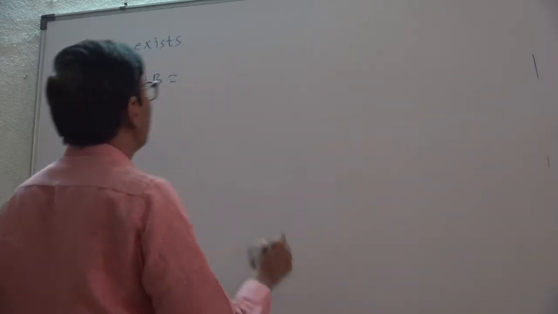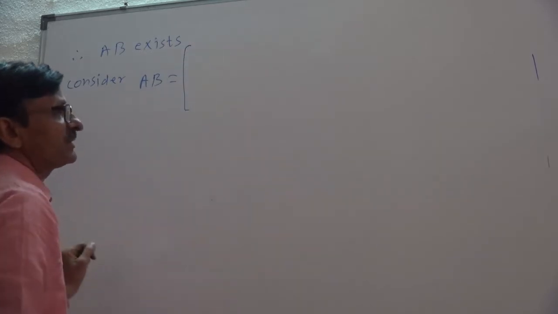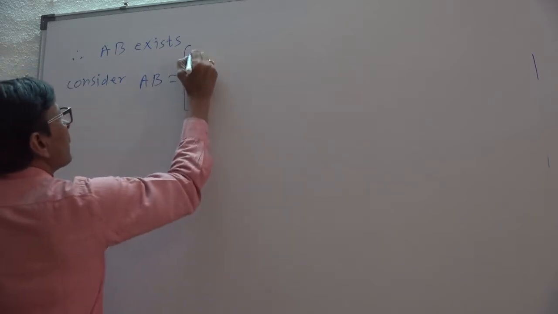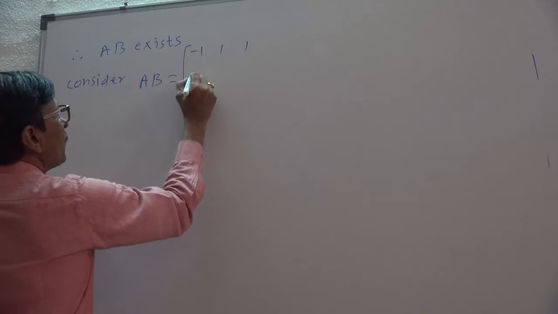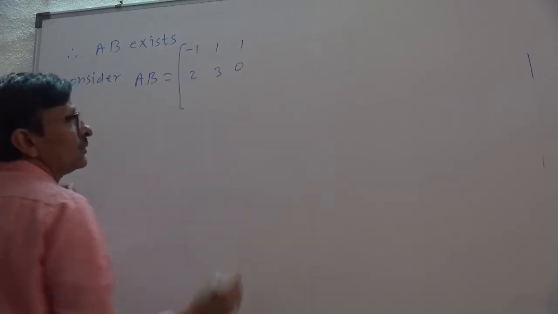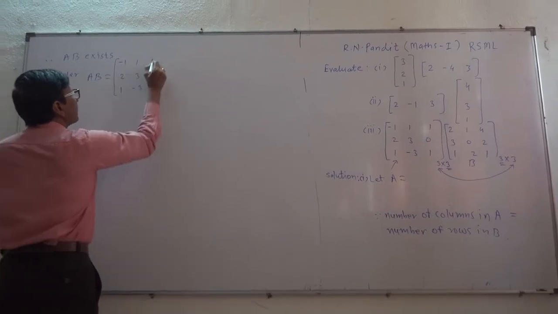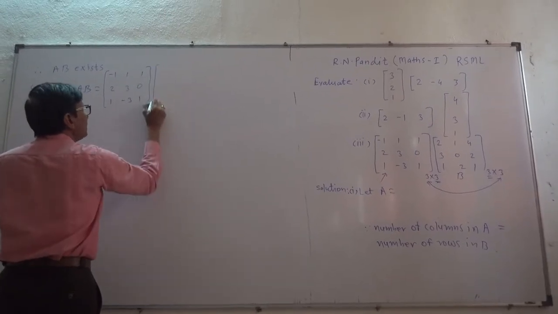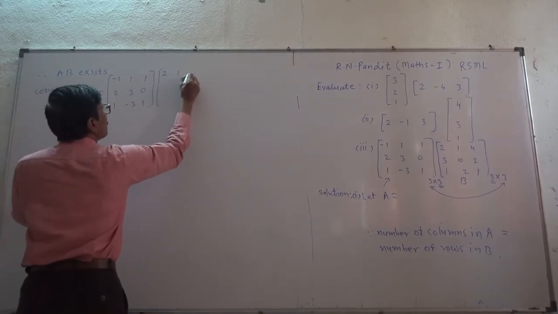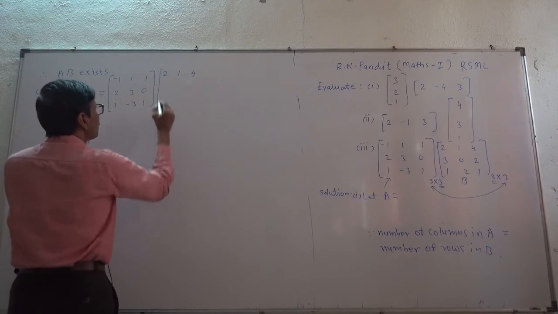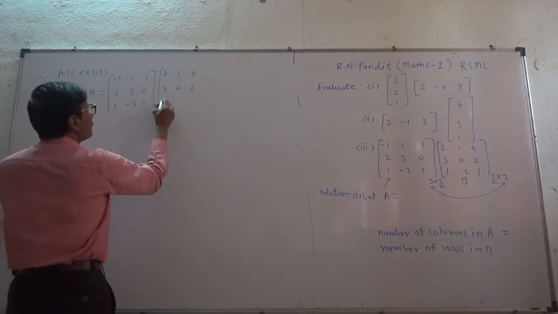What is A? A is the first matrix of order 3 by 3. What are the elements? Minus 1, 1, 1. 2, 3, 0. 1, minus 3, 1. And matrix B is having elements 2, 1, 4. Then 3, 0, 2. And 1, 2, 1.